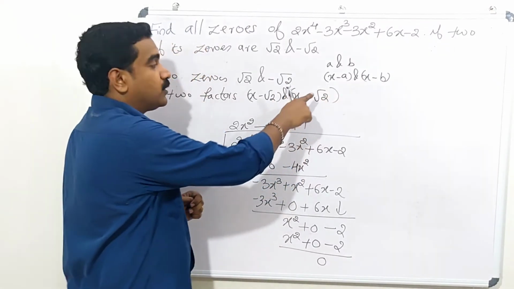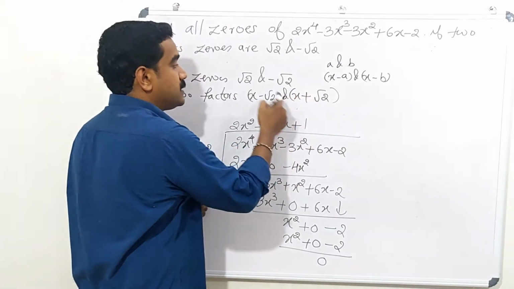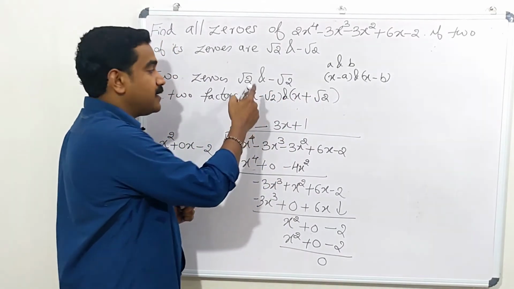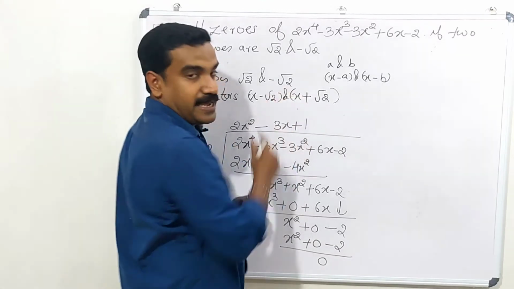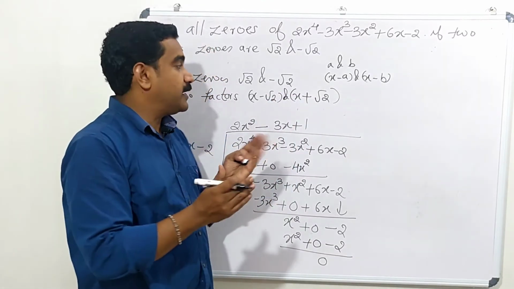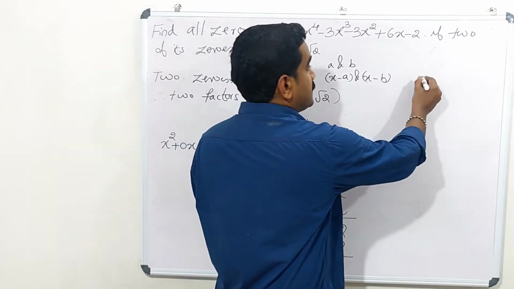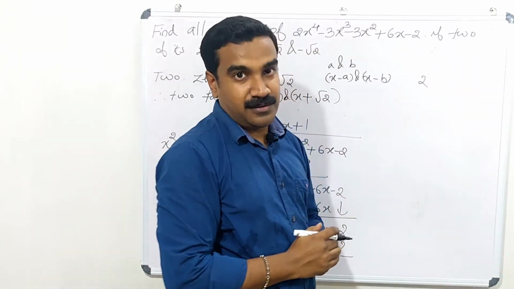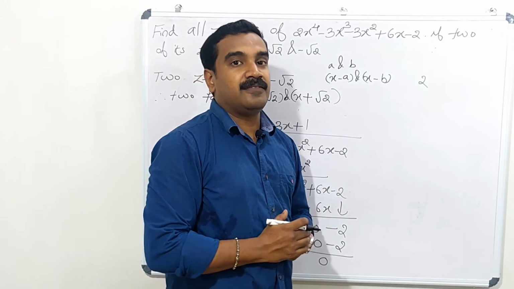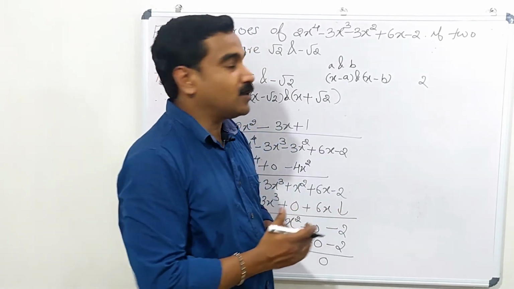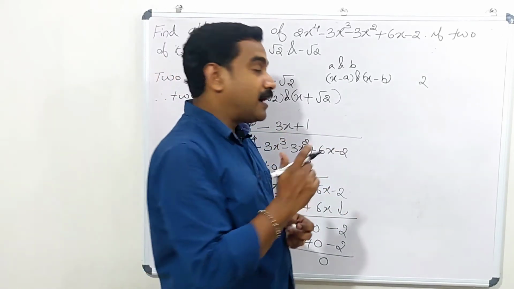Two negatives coming together become positive. So these are the 2 zeros, and the 2 factors are x minus root 2 and x plus root 2. We know that 2 is a factor of 100. It is very clear: 100 divided by 2, you will get remainder 0. So 2 is a factor of 100.